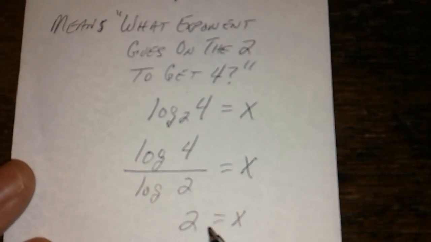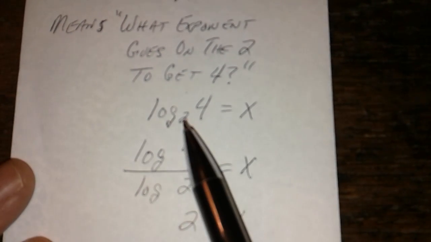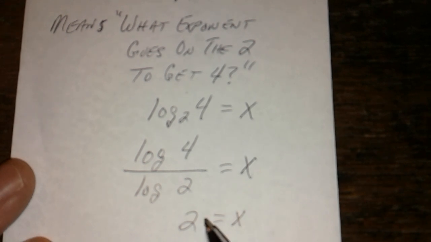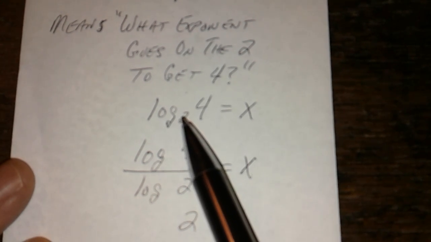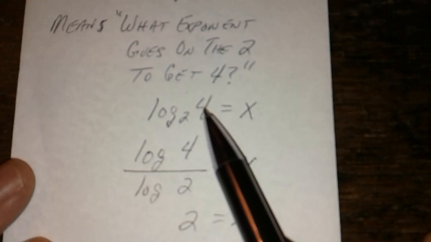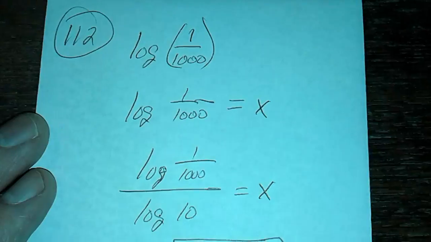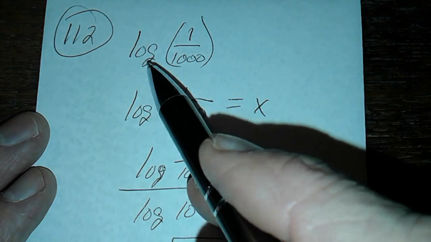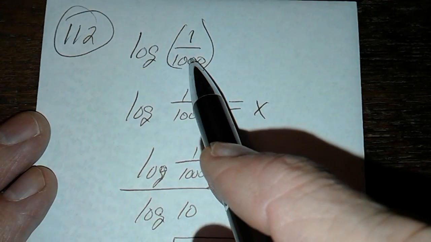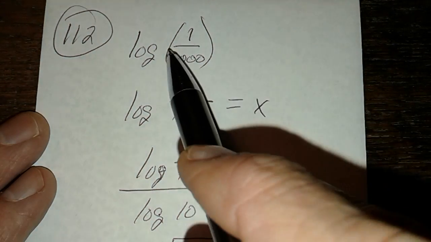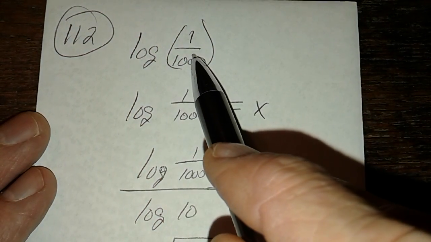Now to check it, if you say that this is the exponent that goes on the 2, well, just check it that way. Put this exponent on the 2. Raise this number to the second power and make sure you get the big number. All right, same thing here. Evaluate log of 1/1000th. What they mean is what exponent goes on the 10 to give you 1 over 1,000.